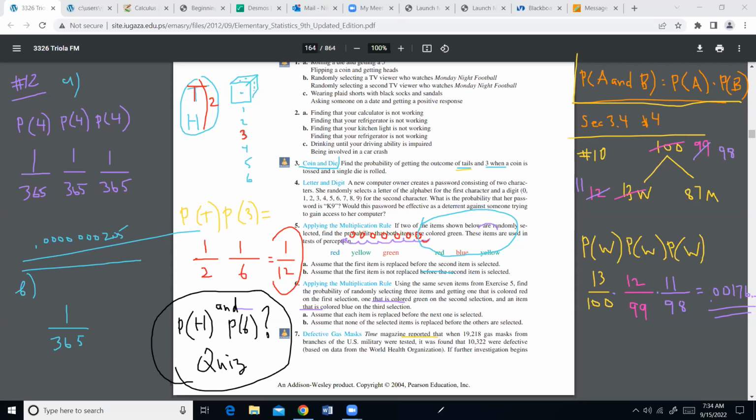I'm sorry, Professor, you said number 5? The exercise is number 3. But you need to find probability of head and 6. Same as exercise number 3, but different, little bit different question. Exercise 3 setting, not 5.